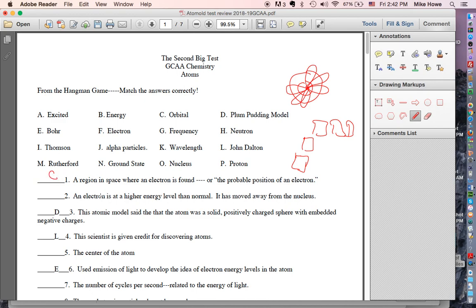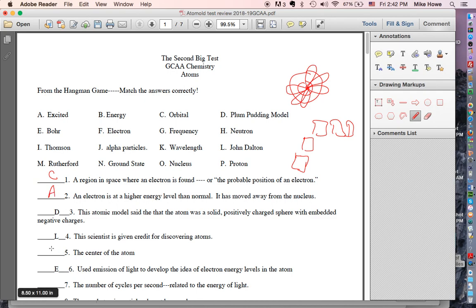An electron at a higher energy level than normal moved away from the nucleus. That atom is excited. That's me standing in the chair. So I gained energy, I moved up into a higher level. Then I came back down toward the nucleus, I'd be losing energy. So this means I was excited.